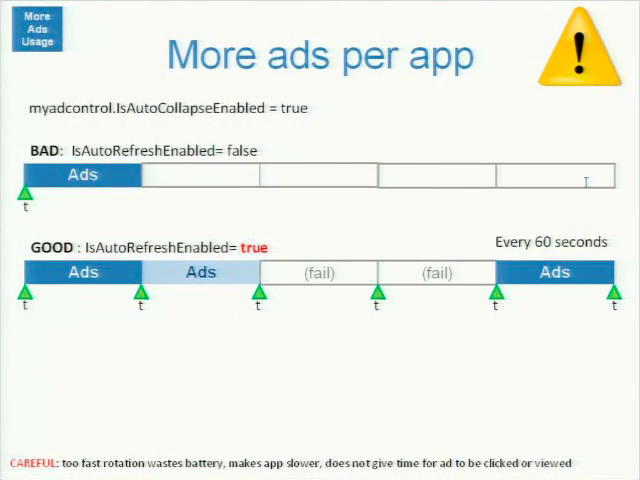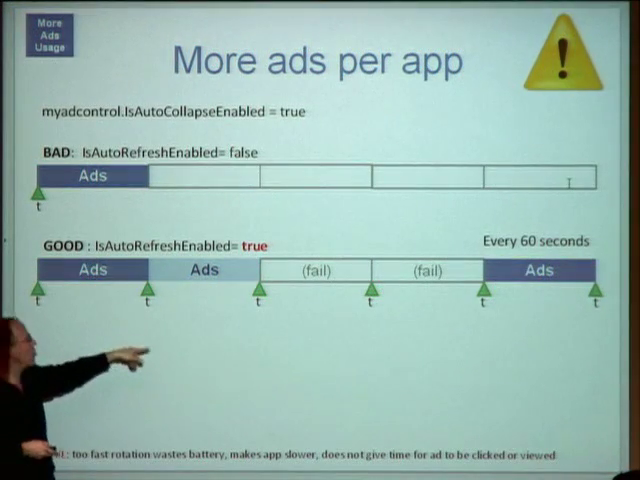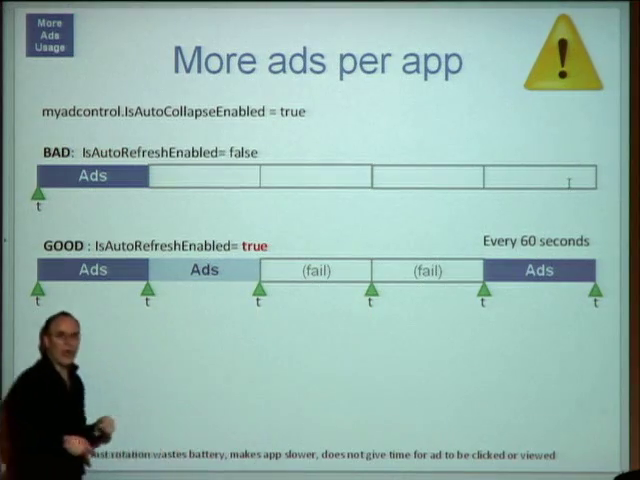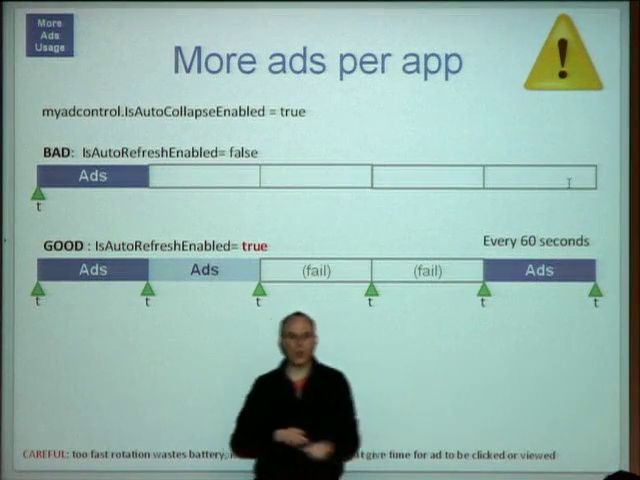If you put auto-refresh enabled true, that means every 60 seconds, the ad control looks for an ad. And if it finds an ad, it shows an ad. Why? It might fail. Either the network is down, or there might not be enough ads in the supply chain from Microsoft. So if it fails, 60 seconds later, you try again. 60 seconds later, you try again. If it finds one, it shows one. That's typically how most people develop their apps.